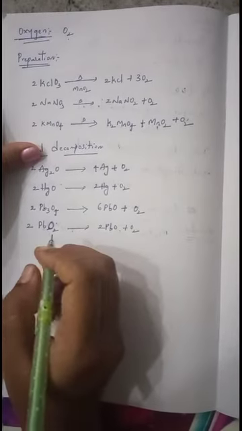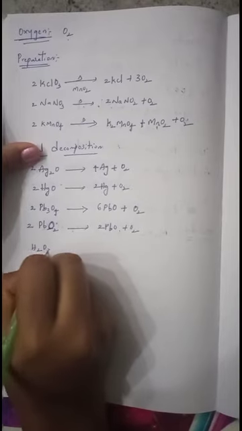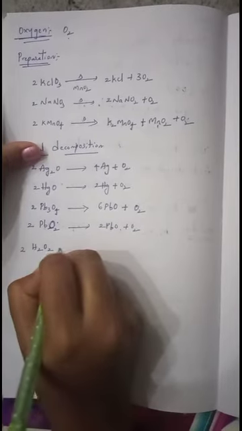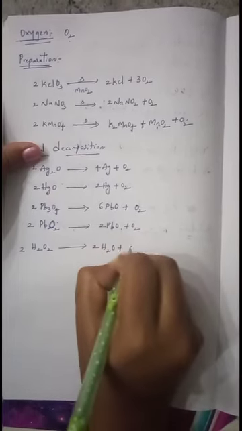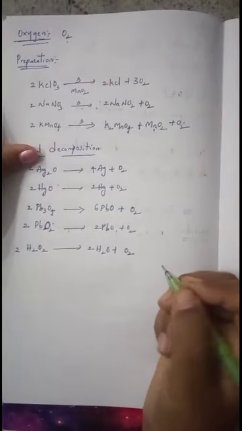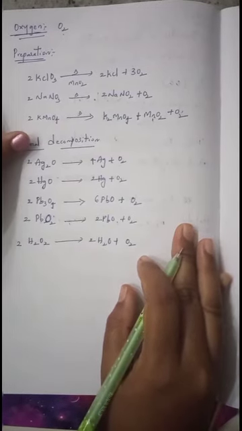One more important method is by taking peroxide. When 2 moles of H2O2, hydrogen peroxide, react, it converts into 2H2O and releases 1 more mole of oxygen. All these are important methods to prepare dioxygen.